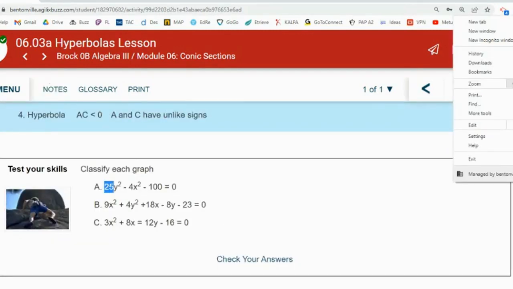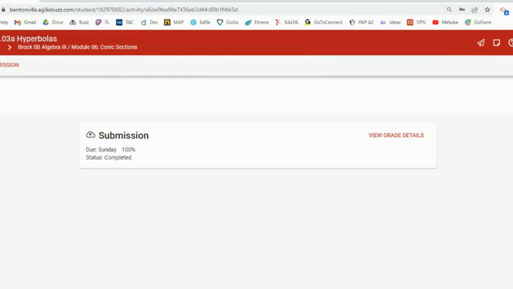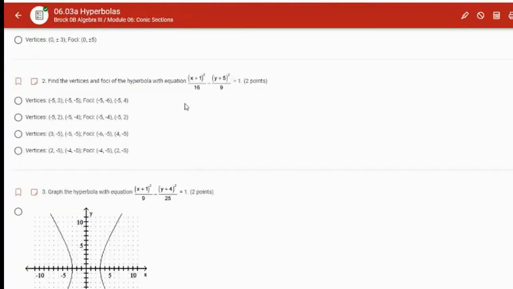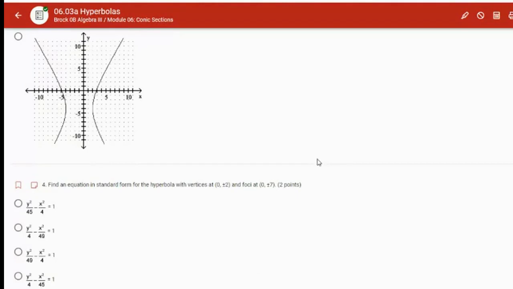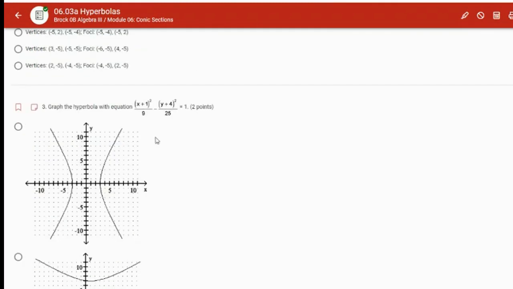Let's shrink this back down a bit. Okay, let's look at the assignment that goes with this. It's just multiple choice, 4 questions. It has one where it wants you to find the vertices and foci and gives you a hyperbola. Find the vertices and foci, gives you another hyperbola. This first one has a center at the origin, so it's simpler. This one, they move it off of the origin to make it a little more complicated. Then they give you an equation and ask you which one of these is the graph of that equation.